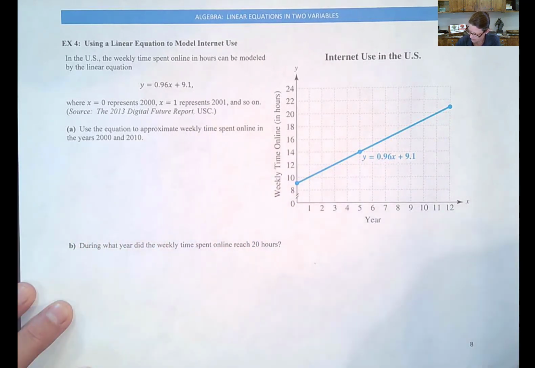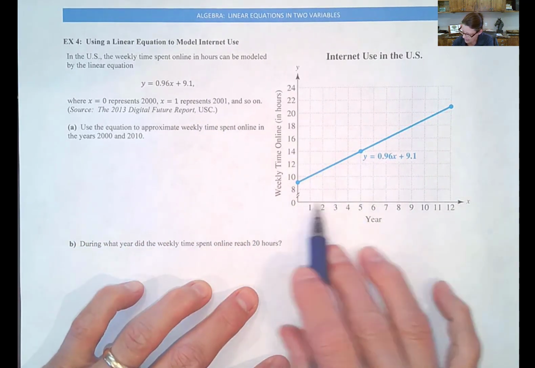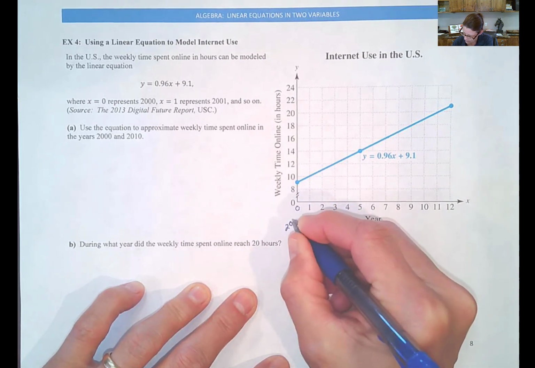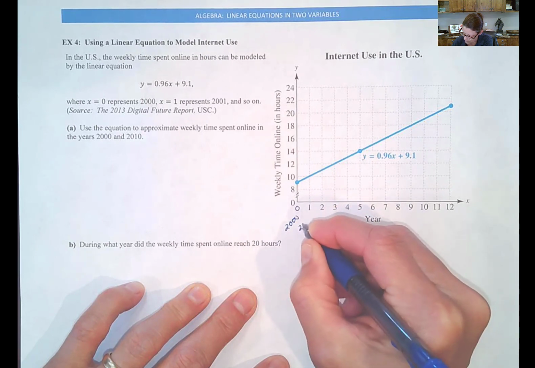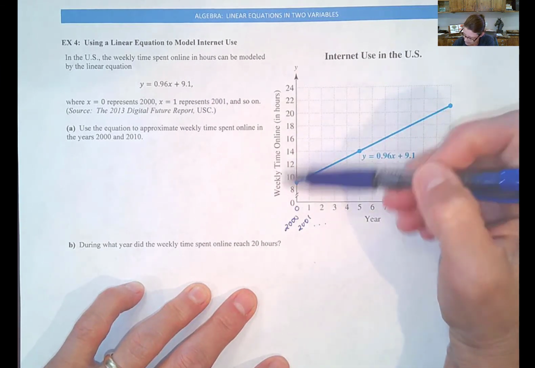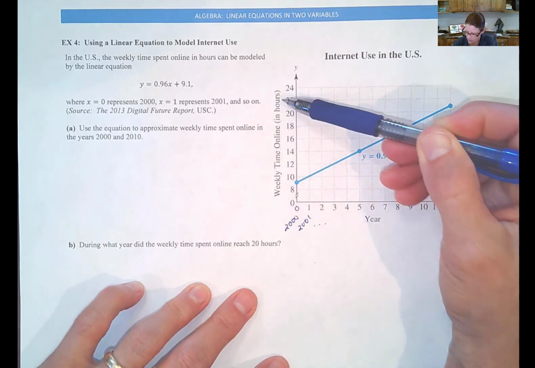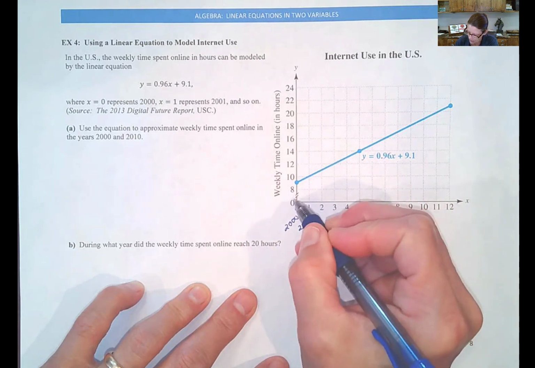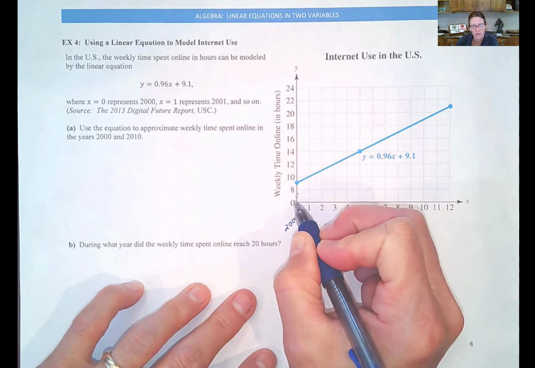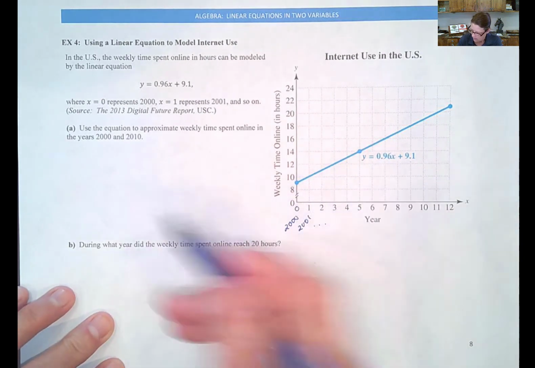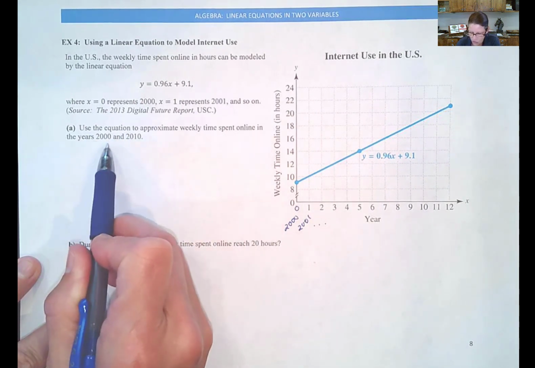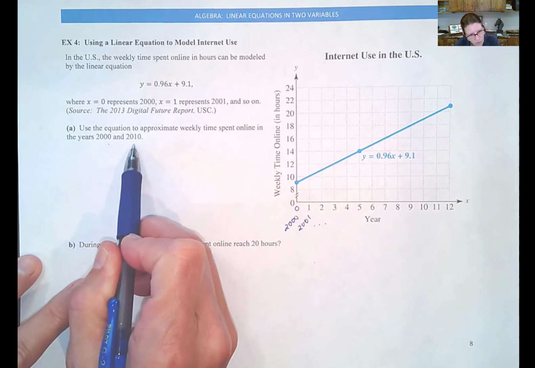So let's just make some sense of things here, okay? Our x-axis represents the year, where x equals 0 is the year 2000, x equals 1 is the year 2001, and so on. On our y-axis, our weekly time online in hours. You can see there's a little jump here in our vertical axis as we skip a few values between y equals 0 and y equals 8. All right, here comes our question. Use the equation to approximate weekly time spent online in the years 2000 and then 2010.